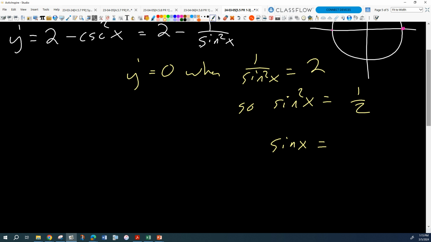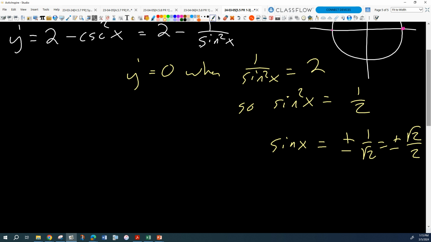What am I doing to solve for sine there? Square rooting both sides. Okay, so if I square root both sides, I have to include a plus or minus. I get 1 over the square root of 2. If I rationalize that, isn't that the same thing as plus or minus square root of 2 over 2? Does that look familiar? Yeah.